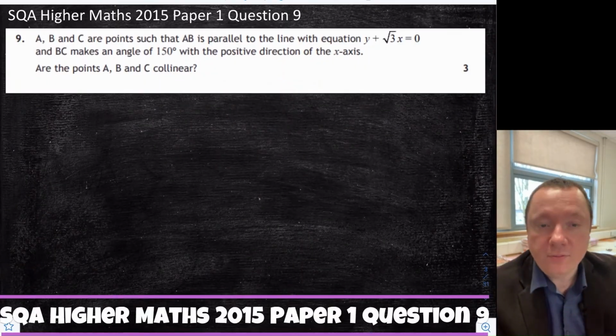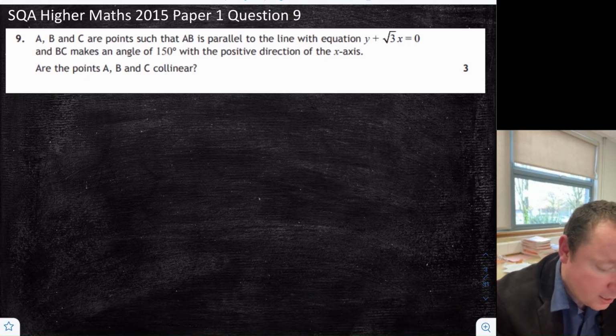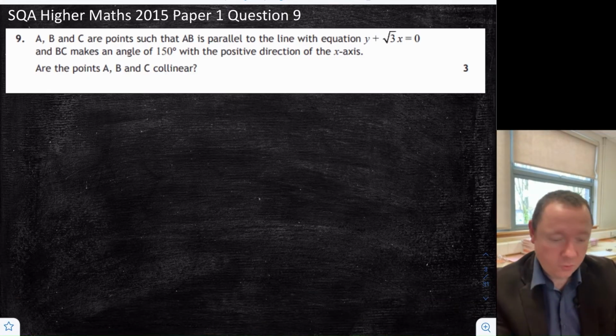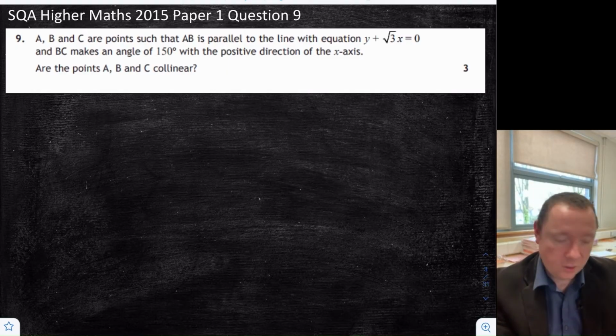SQA Higher Maths 2015, paper 1, question 9. ABC are points such that AB is parallel to the line with equation y plus root 3 x equals 0, and BC makes an angle of 150 degrees with the positive direction of the x-axis.